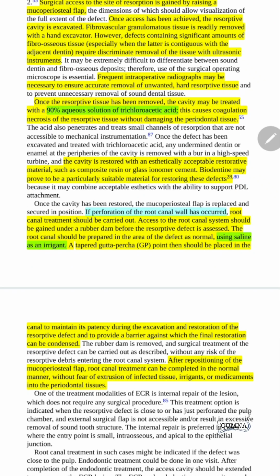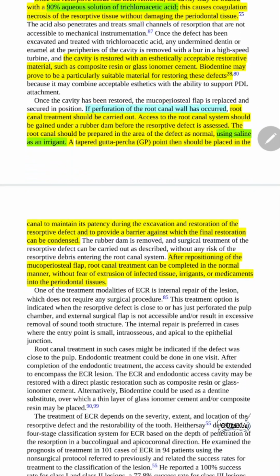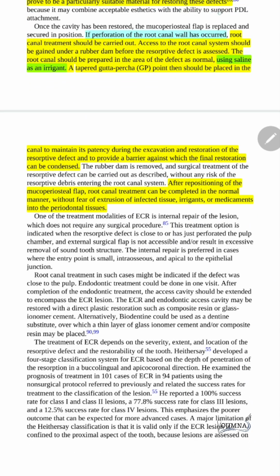Then we treat the surface with 90% aqueous solution of trichloroacetic acid to cause a coagulation necrosis of the resorptive tissue without damaging the periodontal tissue, to protect the underlying structure. Then the cavity is restored with glass ionomer or a composite, and we close the flap.